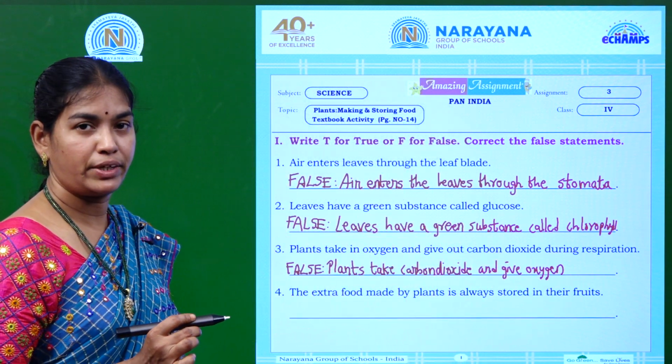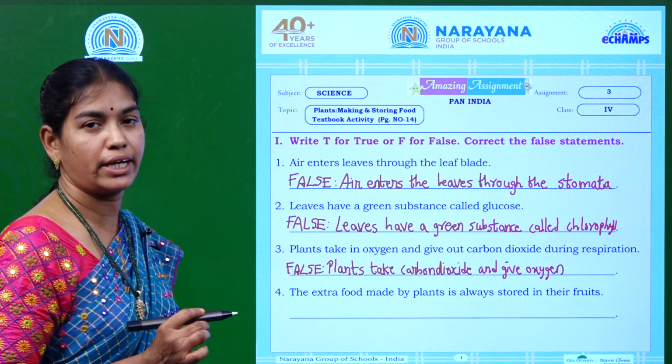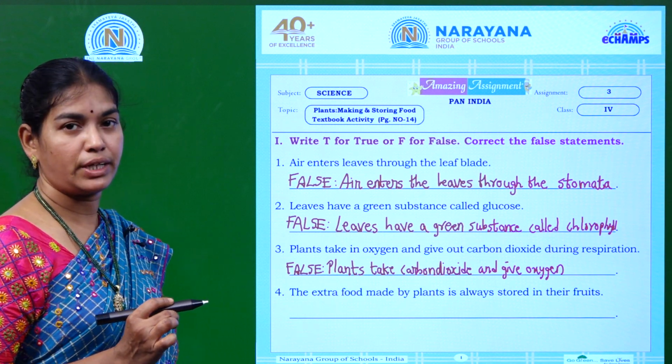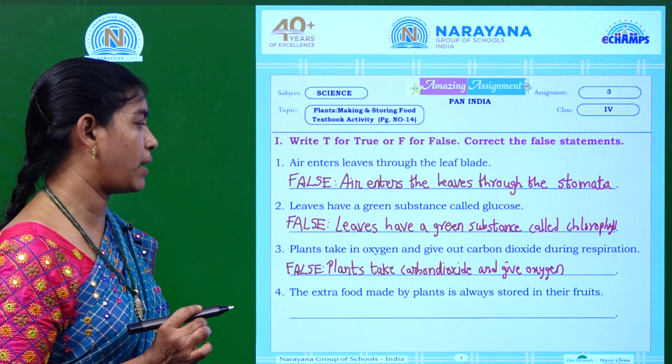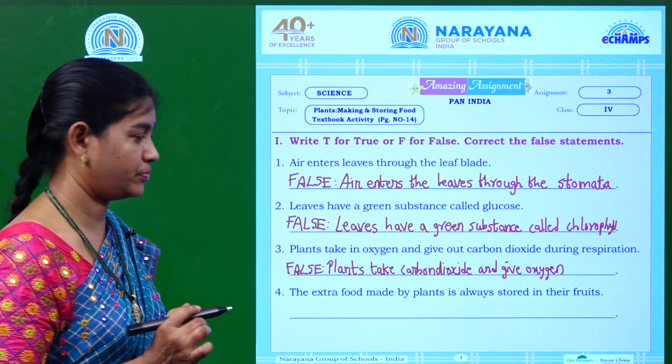The next statement is: the extra food made by the plants is always stored in their fruits. This is a false statement. The correct statement is: the extra food made by the plants is stored in different parts of the plant.